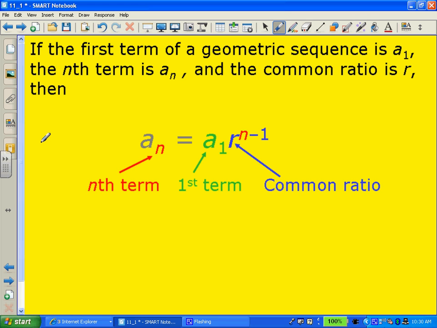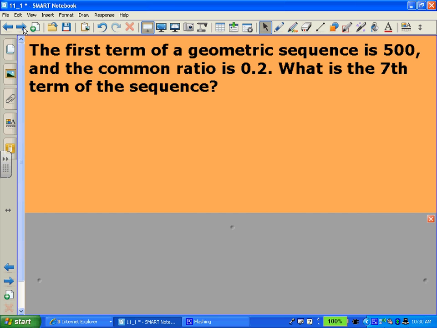And once again, you will need to know this formula. So a sub n, which is the nth term, is equal to the first term times r, which is the common ratio, to the n minus 1. So let's put this into practice here.